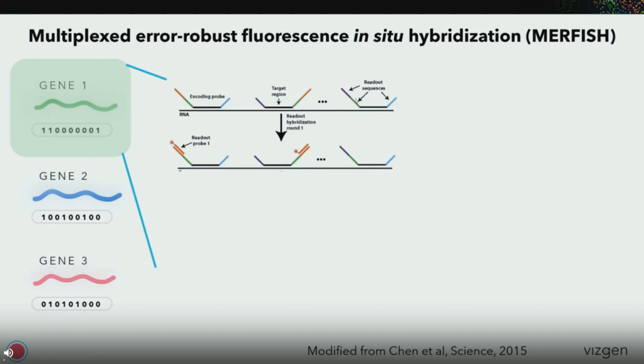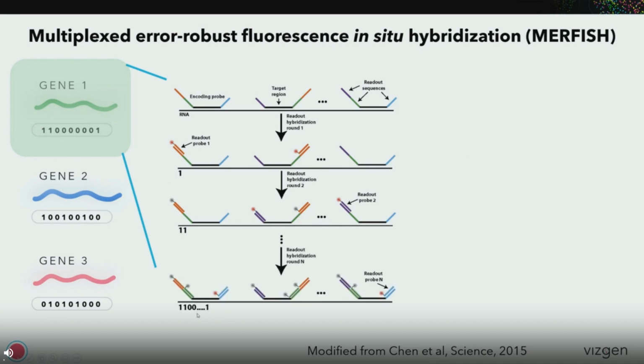Then we flow in a subset of readout probes that are fluorescently labeled, and they will bind to their corresponding readout sequences on the hangout region. If there is a binding event, it will show up as a fluorescent on signal, and it will decode as 1. If there is no fluorescent signal, it will decode as 0. Then we extinguish the signal and flow in another subset of fluorescently labeled readout probes again. In the second round, if there is a binding event, there is a fluorescent signal, and it will decode as 1. If there is no signal, it will decode as 0.